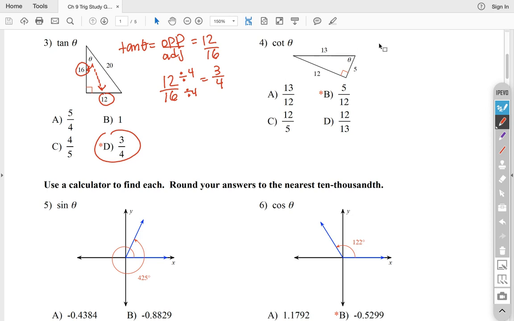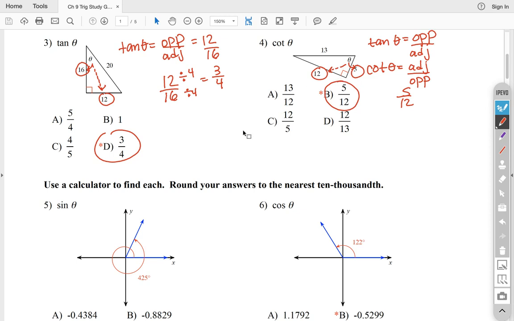Number 4, cotangent. Cotangent is the reciprocal of tangent. So as we know, tangent is opposite over adjacent. So that means cotangent is adjacent over opposite. In this case, opposite is 12, so adjacent is 5. Hypotenuse is 13. We want adjacent first, so 5, and then we want opposite, which is 12, so 5 over 12. And that would be this one for cotangent.